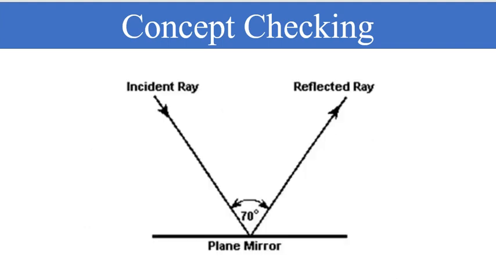In this question, we have the angle between the incident ray and the reflected ray. There's an incident ray hitting a plane mirror, and this incident ray is reflected from that same mirror. What is the angle of incidence? How about the angle of reflection? What is the angle of reflection?